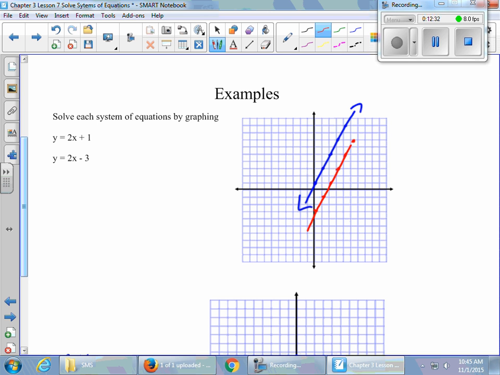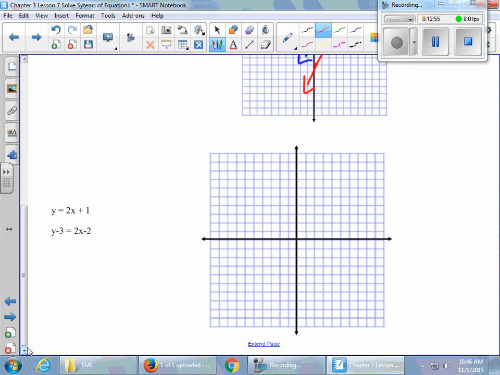Looking at that solution. Okay, taking a look at that. That looks pretty parallel to me. I don't see where they'd intersect. So our solution for that would be, actually, there is no solution. Parallel lines. If you have any questions, please write them down, as we will go over them in class.